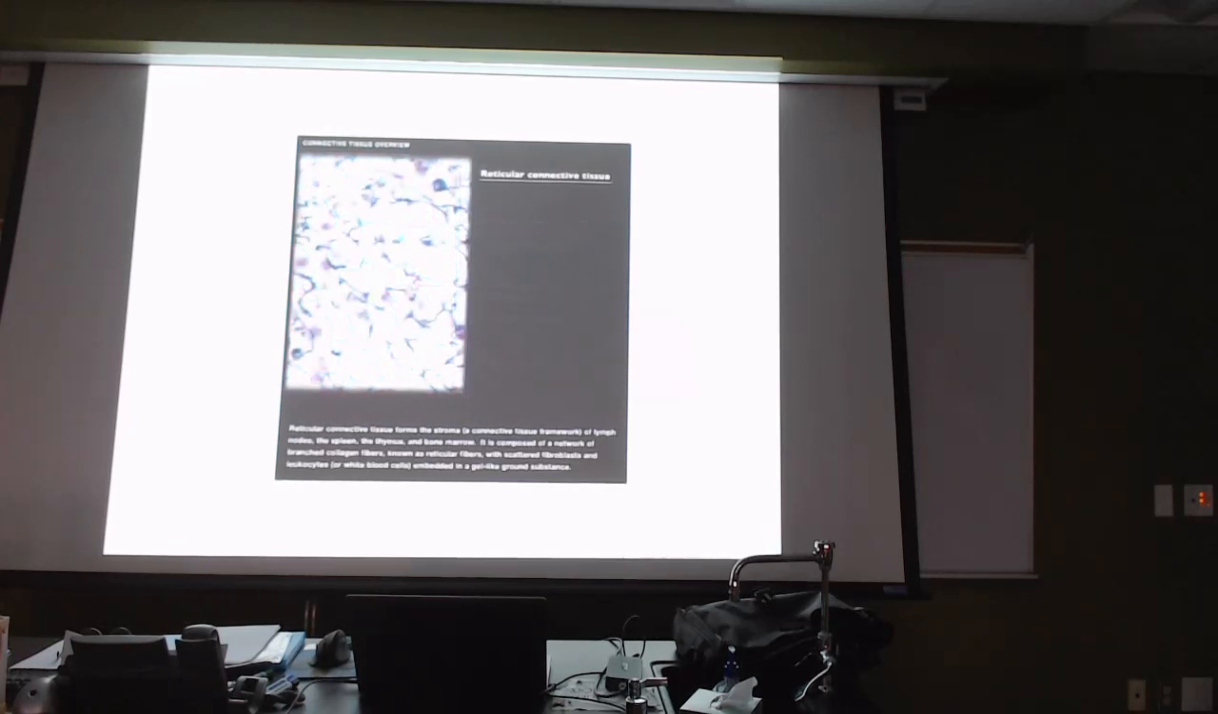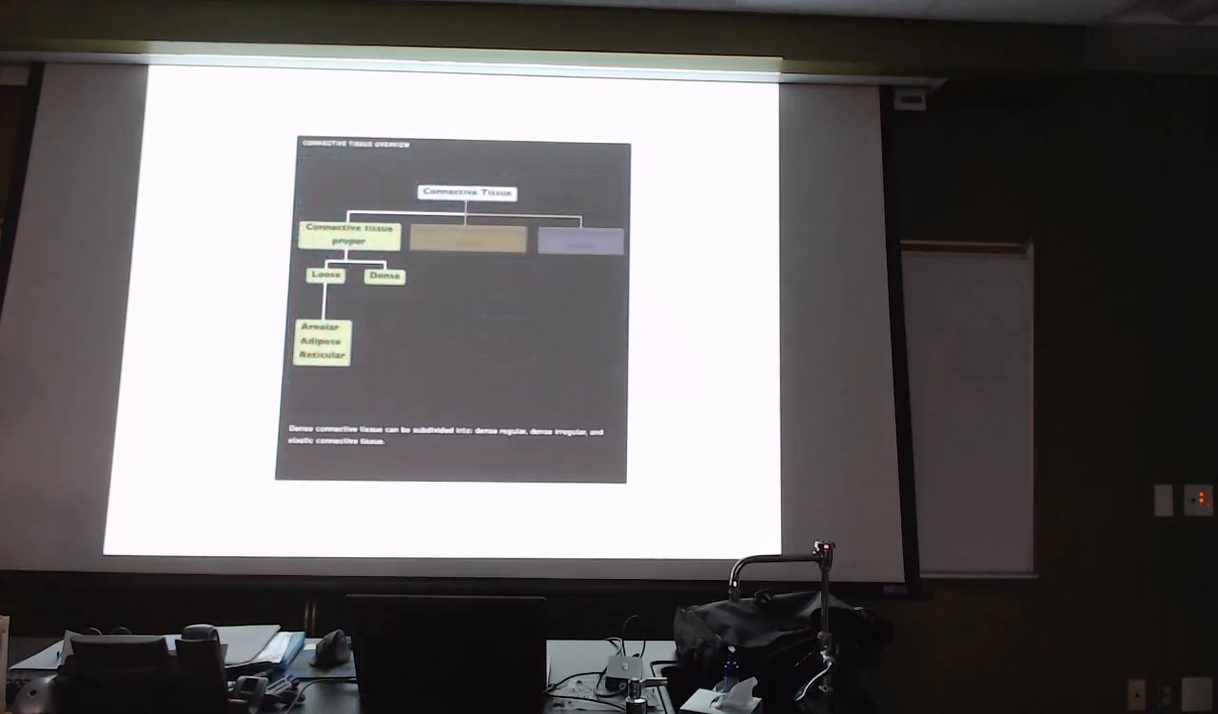Reticular connective tissue forms the stroma, a connective tissue framework of lymph nodes, the spleen, the thymus, and bone marrow. It is composed of a network of branched collagen fibers, known as reticular fibers, with scattered fibroblasts and leukocytes, or white blood cells, embedded in a gel-like ground substance. Dense connective tissue can be subdivided into dense regular, dense irregular, and elastic connective tissue.